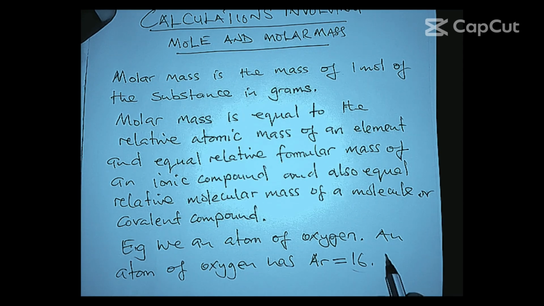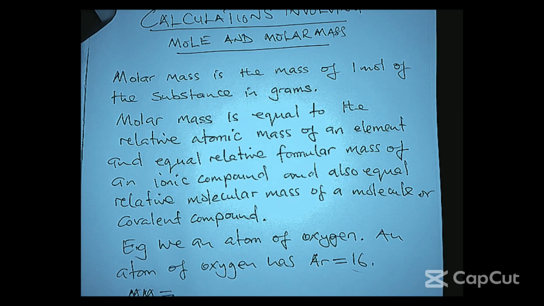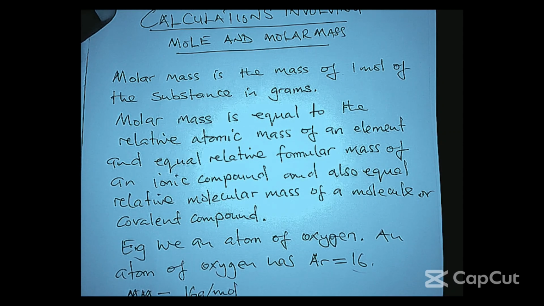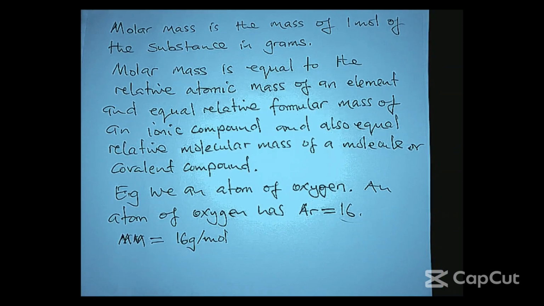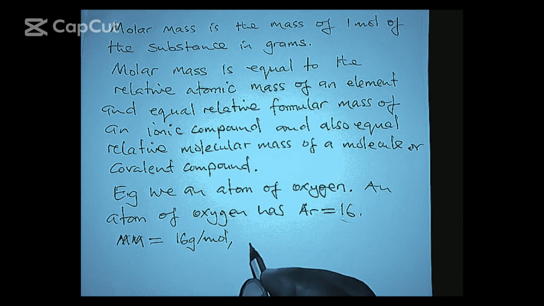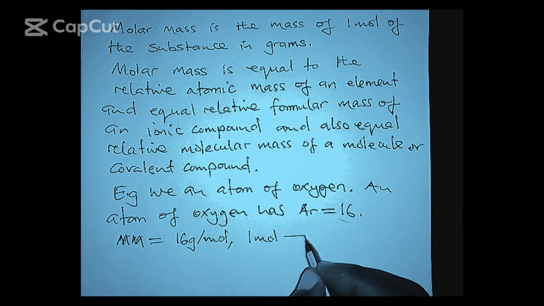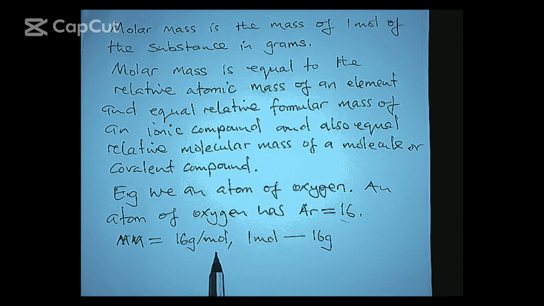So if they say molar mass of oxygen, what is it? We say molar mass, which is represented by capital M, will be equal to 16 grams per mole, which means that if you have 1 mole of oxygen atoms, in it there will be 16 grams. That's what this means. 16 grams per mole, meaning 1 mole contains 16 grams.